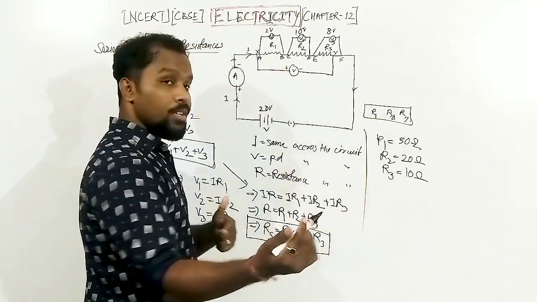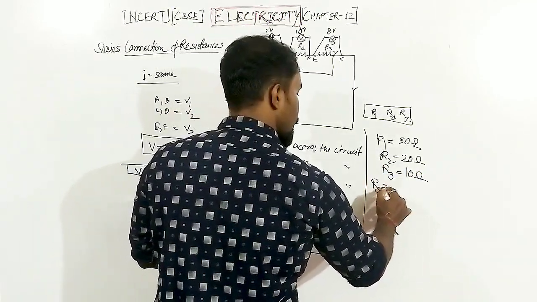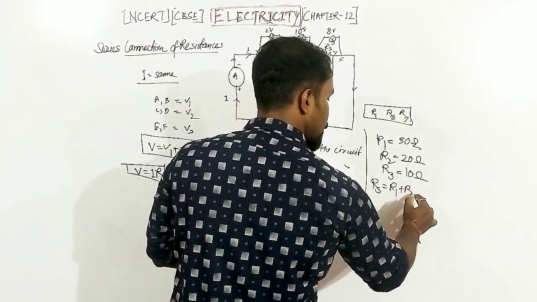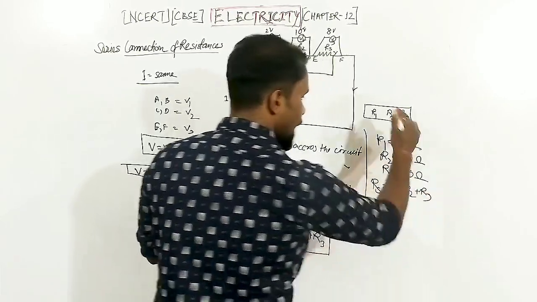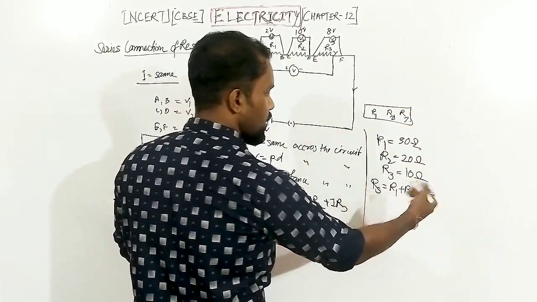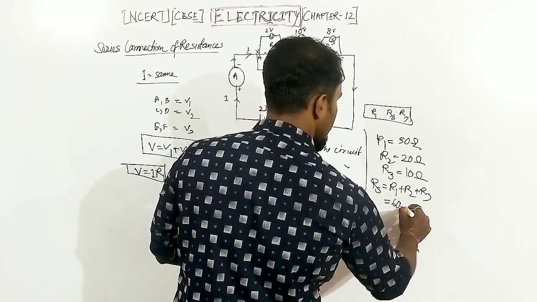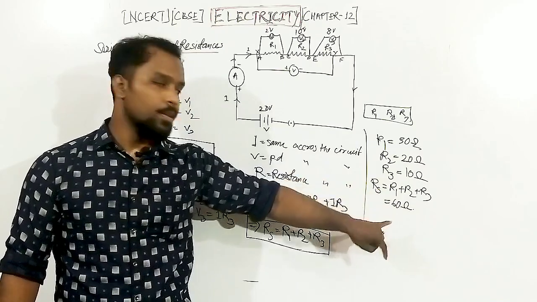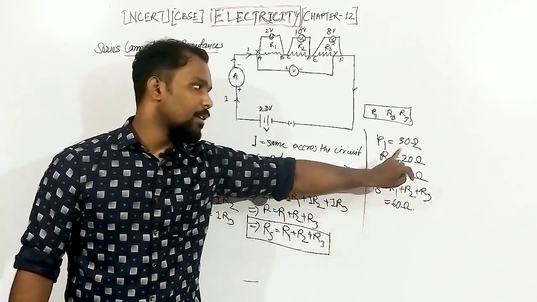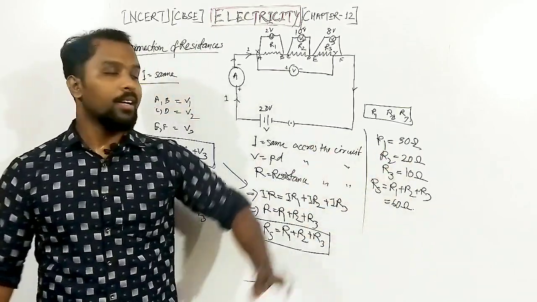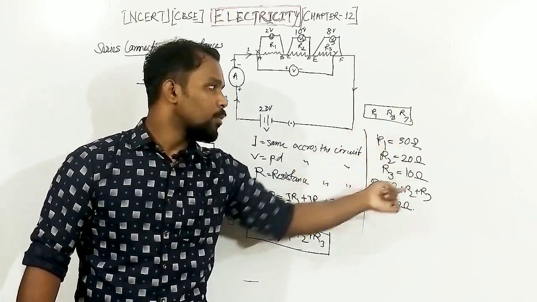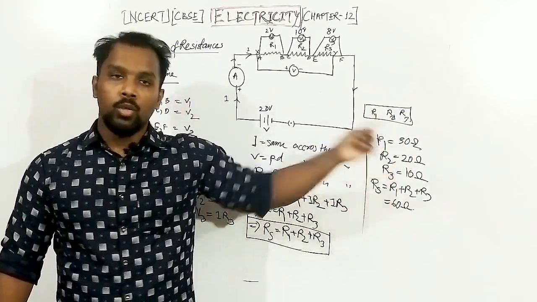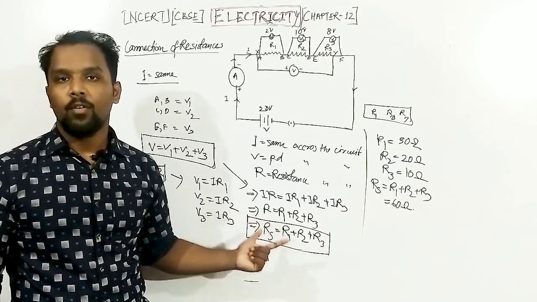So what will be the equivalent resistance? That is Rs equal to what? R1 plus R2 plus R3. Just add them up. What is going to be 30, 20, 10? That is 60 ohm. The equivalent resistance is higher than each of the resistances. That means 60 is higher than 30, 60 is higher than 20, 60 is higher than 10. It is equivalent to the sum of all the three resistances.